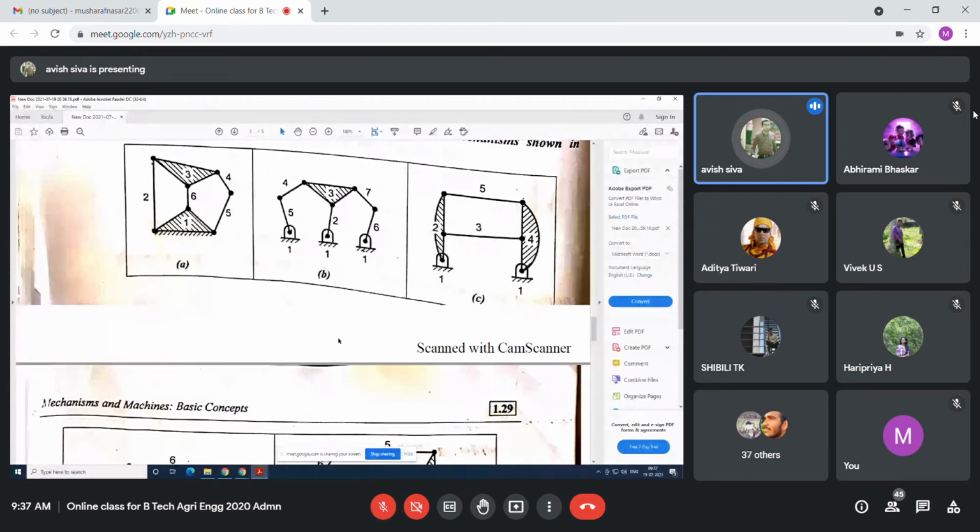All the fixed links, they are counted as one link. So that concept you have to remember while solving the problem. So what about the number of links? Number of links will be 7, and number of joins that will be 8.